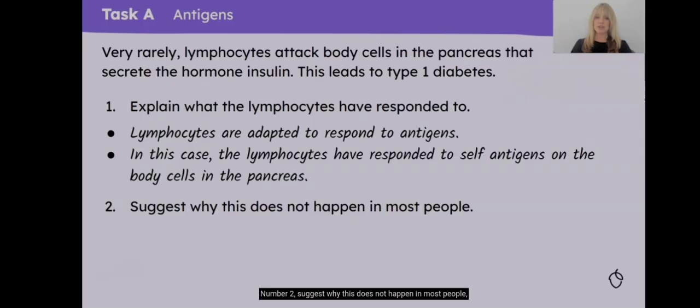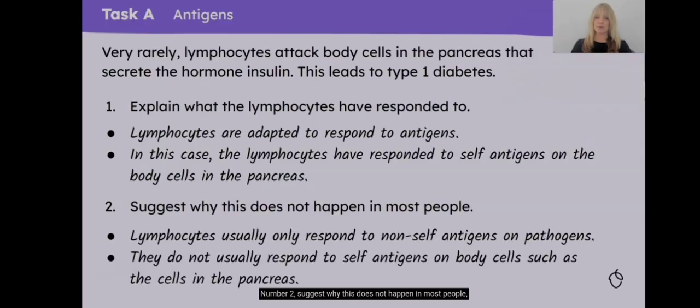Number 2, suggest why this does not happen in most people. And that's because usually lymphocytes only respond to non-self antigens on pathogens. They don't normally respond to self antigens on the body unless there is some kind of problem or disease. So for example, with type 1 diabetes in this case. If you need to add any more into your answer, please do that now. Otherwise, we're going to move on.